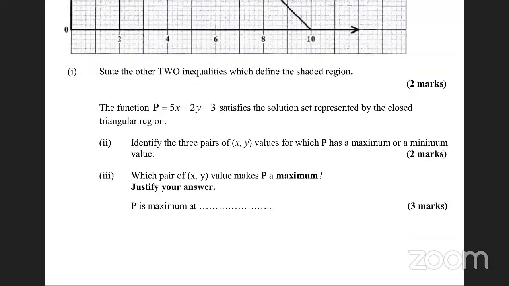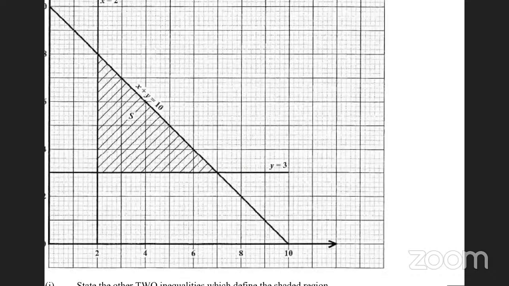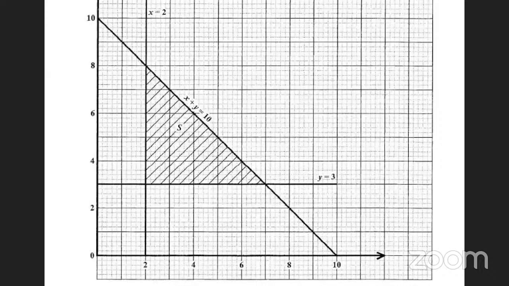Next, after you do the inequality and the shading, here's what they ask you. They gave you an equation P, satisfies the solution above. Identify the 3 pairs of values that has a max or a min. What are they talking about there? What are those 3 values they're talking about, Ricardo? The 3 values that satisfy everything. 8, 3, and 7.